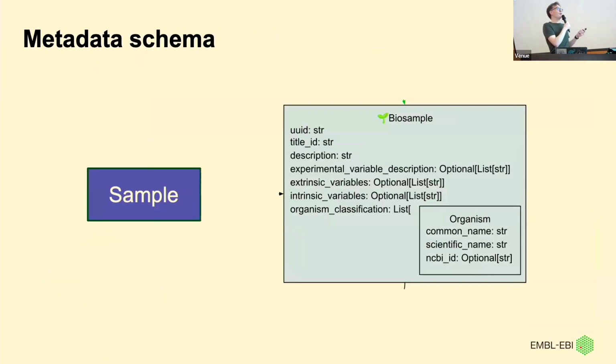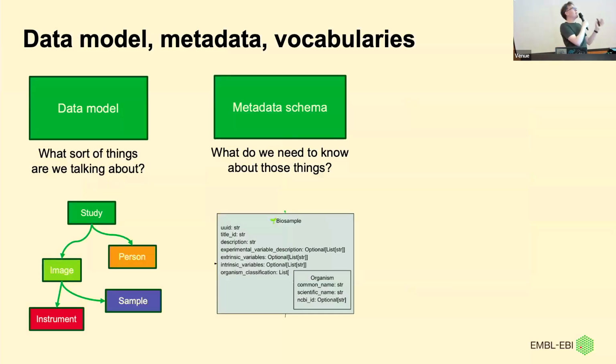So for example, for a biological sample, you maybe need to think about describing it. You need to think about perhaps what might have been done to it in terms of experimental treatments. You need to think about what organism it came from. There were probably more things than this list. You need to link it to other things. So you go from model objects to things you need to know about those model objects. So data model is, again, kind of what things we're talking about, metadata schema. What do we need to know about those things?